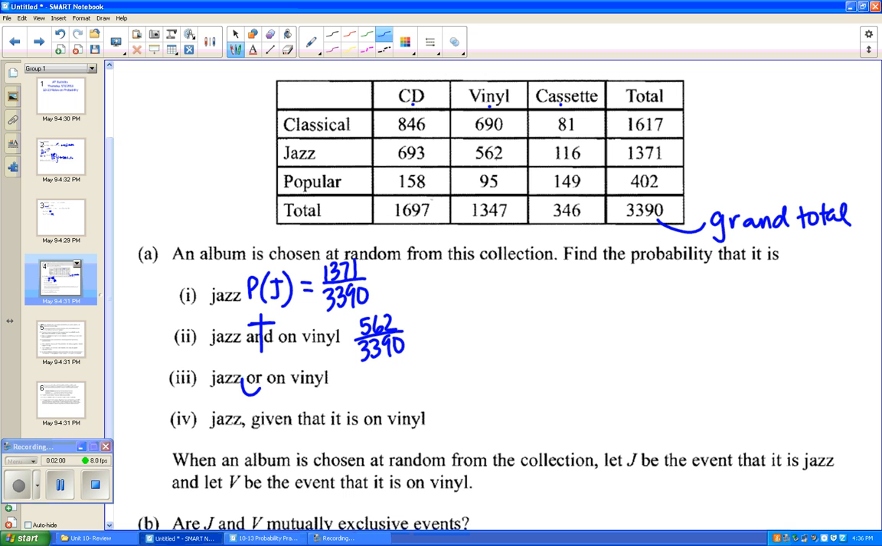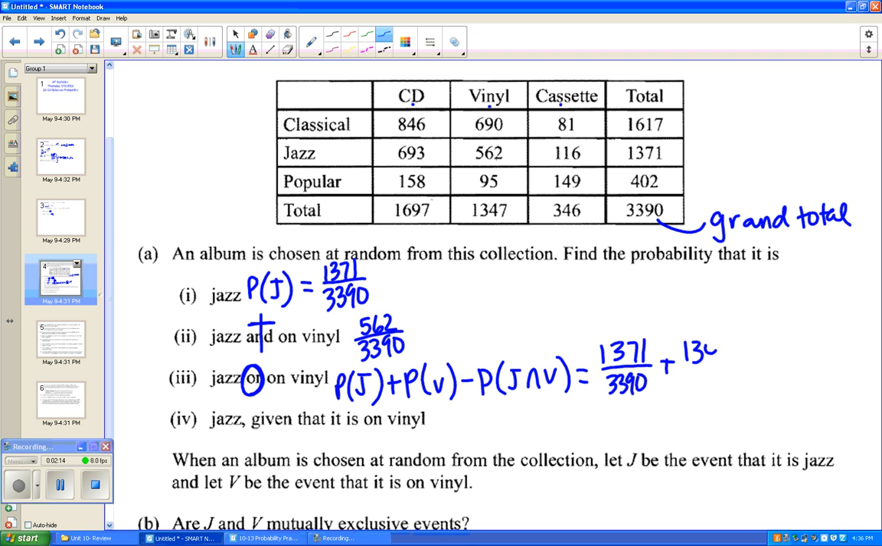Jazz or vinyl. There's that or. We're going to use the rule. That's going to say the probability of jazz plus the probability of vinyl minus the probability of jazz and vinyl. So what I'm going to do is I'm going to add up 1371 over the 3390 plus the 1347 out of the 3390 minus the probability of both of them, 562. And now you can leave your answer as a fraction or as a decimal. I'm going to leave it as a decimal.